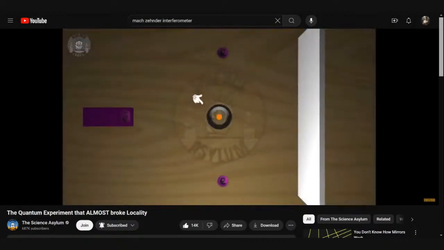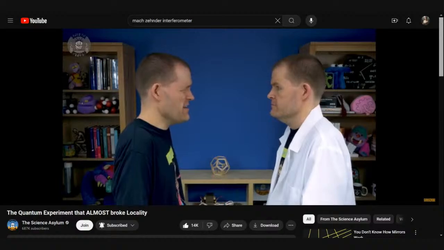What? I know, right? Somehow, the magnetic field here is affecting electrons all the way out here. That shouldn't be possible. So do we finally give up on locality then?